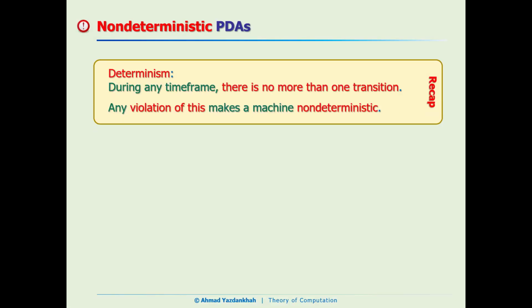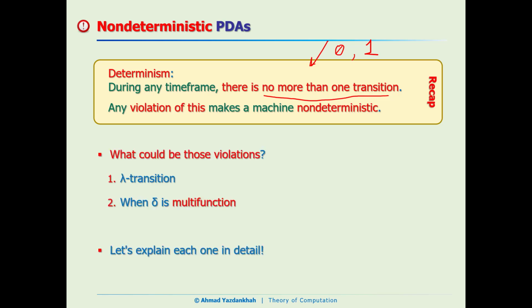Let's start with the determinism definition to refresh your mind. You remember that we said during any time frame, there is no more than one transition. This is the definition of determinism. So it means that there should be either zero transitions or one. If there is more than one transition, it is a violation of the definition of determinism, and that makes the machine non-deterministic.